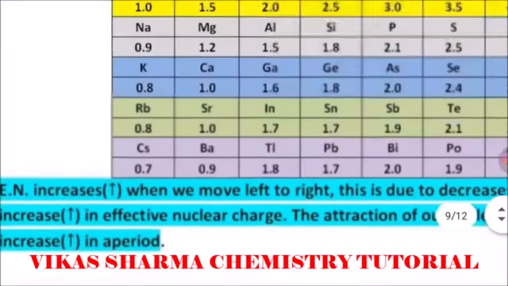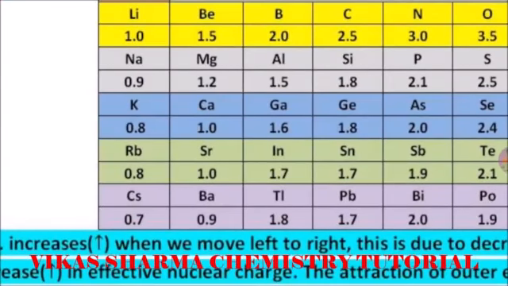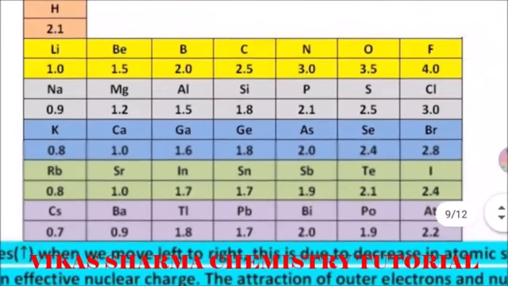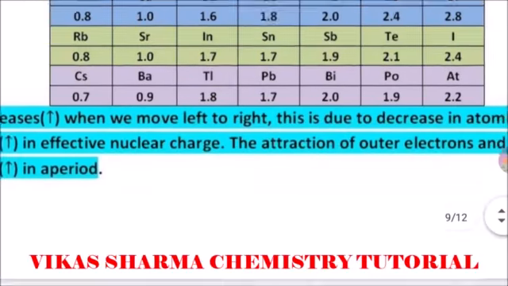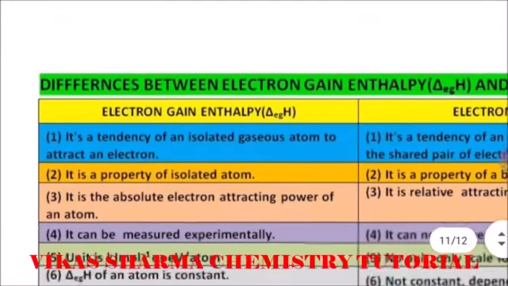So if we see in a table, those elements which have lower electronegativity have higher metallic character. So by way of electronegativity you can easily predict metallic and non-metallic behavior. Higher electronegativity means higher non-metallic behavior, and lower electronegativity means lower non-metallic behavior and higher metallic behavior. So the next is the differences.